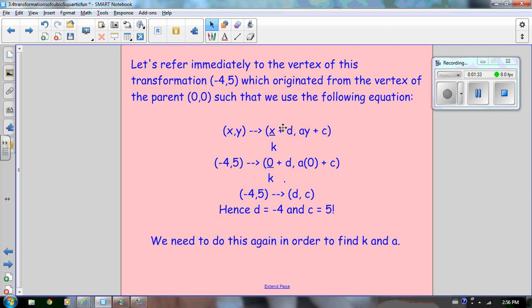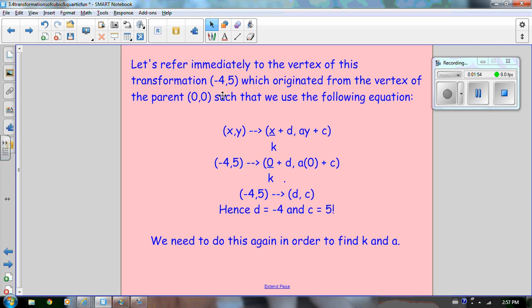So we talk a lot about what is the effect of k. K has a 1 over k effect. Okay, so it's being divided by k here. This is our horizontal transformation, so this is shifting us left or right. The c value is shifting us up or down, and then this is our vertical stretch or vertical compression.